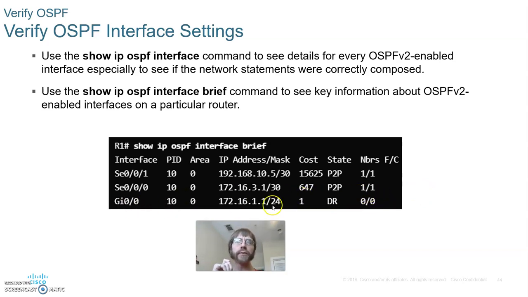If we notice also here, we can surmise, shall we say, what the auto cost reference bandwidth is, because our gig 0/0 has a cost of 1. That tells us that our auto cost reference bandwidth is set to either 100 megabits or 1,000 megabits per second. So either FastEthernet is our reference bandwidth or gigabit is our reference bandwidth.